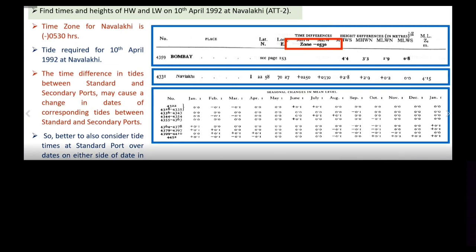Okay, so everybody comfortable with these three data items, beta? Standard port Bombay, secondary port Navlakhi, and seasonal correction. ये तीनों आपको मिल गए हैं? Anybody having any problems up to here?